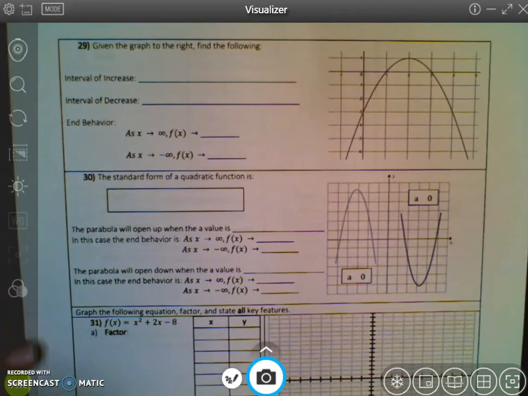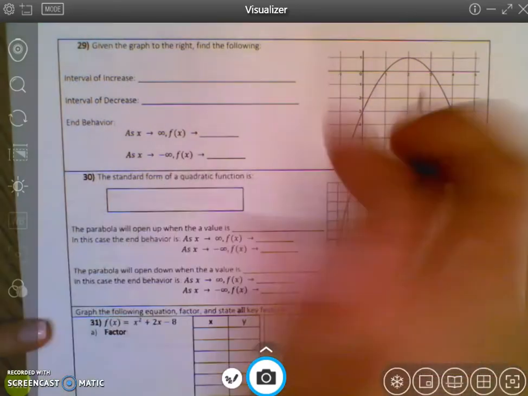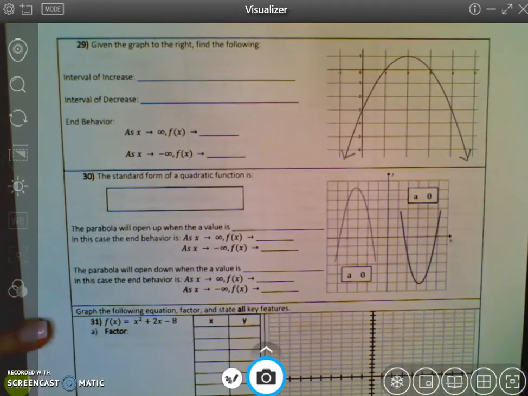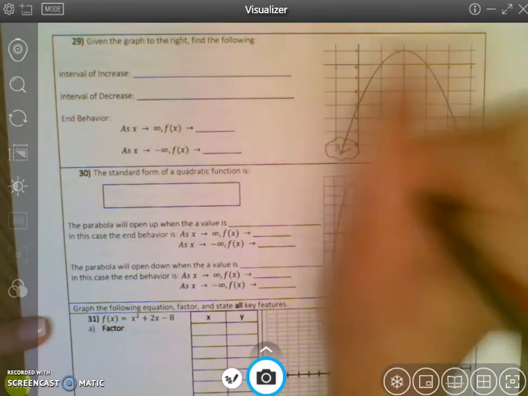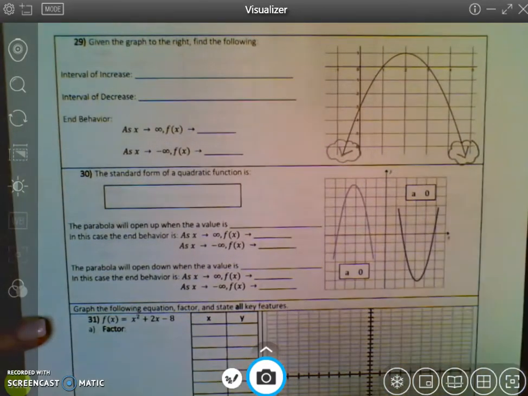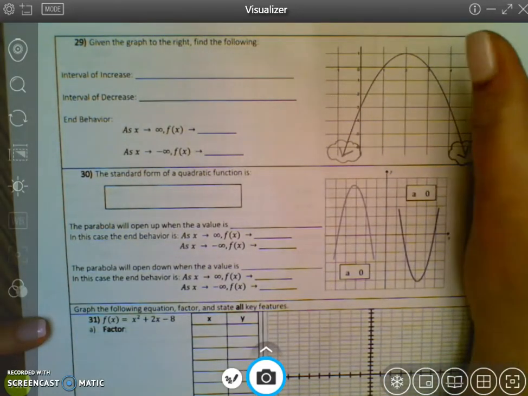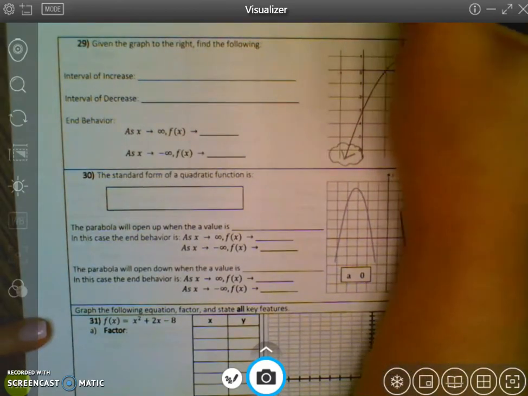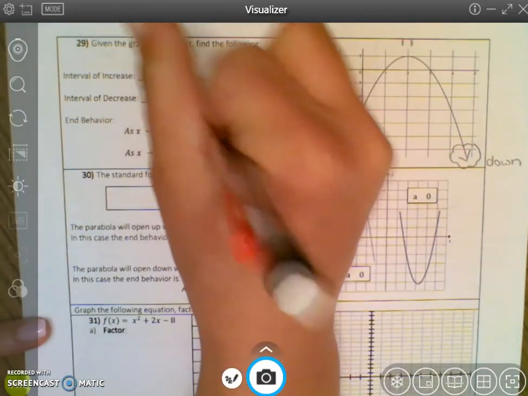Okay, 29. Given the graph to the right, find the following: interval of increase, decrease, and end behavior. So end behavior, you're literally just looking at the ends. Remember, these actually have arrows. They're not drawn, but you always have arrows. Both of these arrows have to either be facing down or up. Both of these are facing down, right? It's a frowny face. If you put little eyes on him, he's a frowny face. So these are both negative infinity.